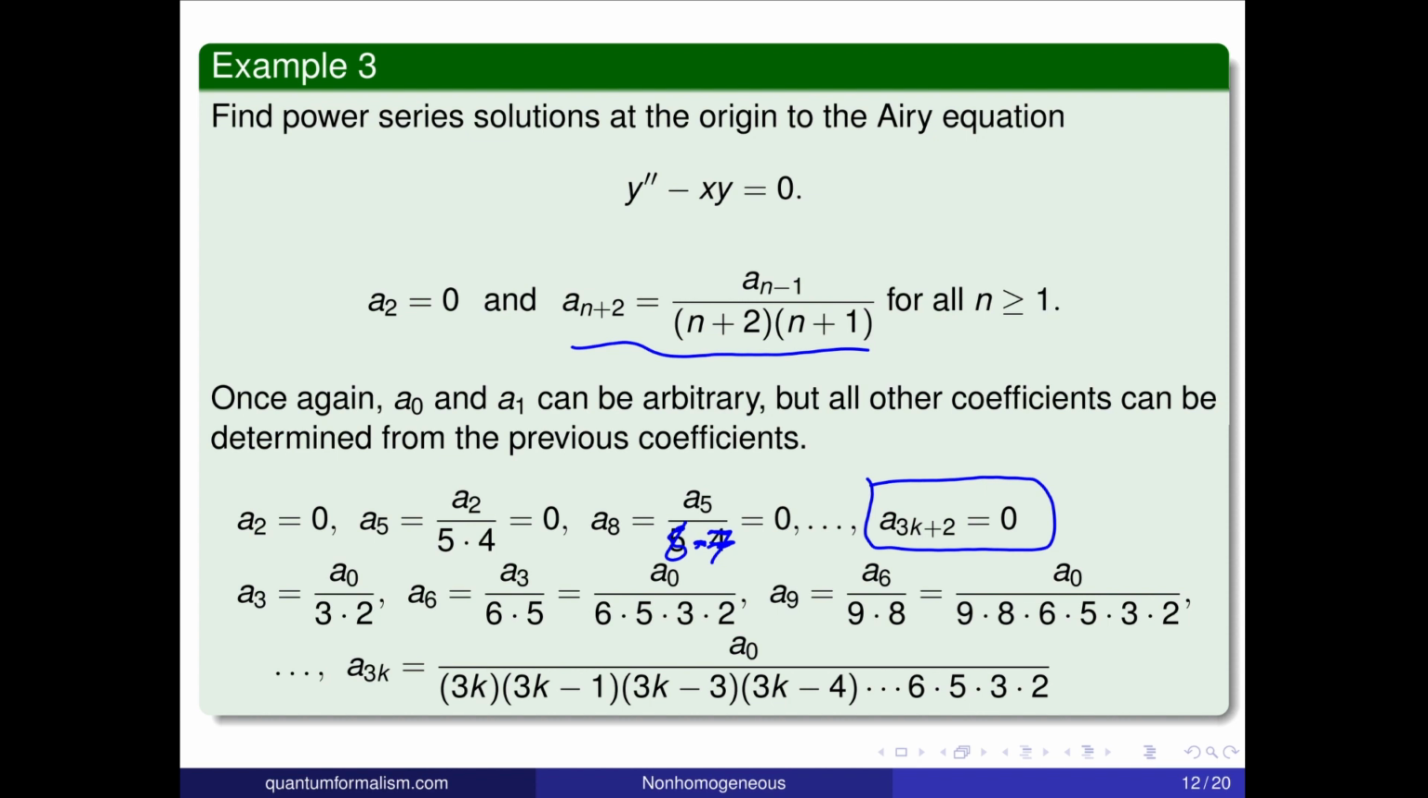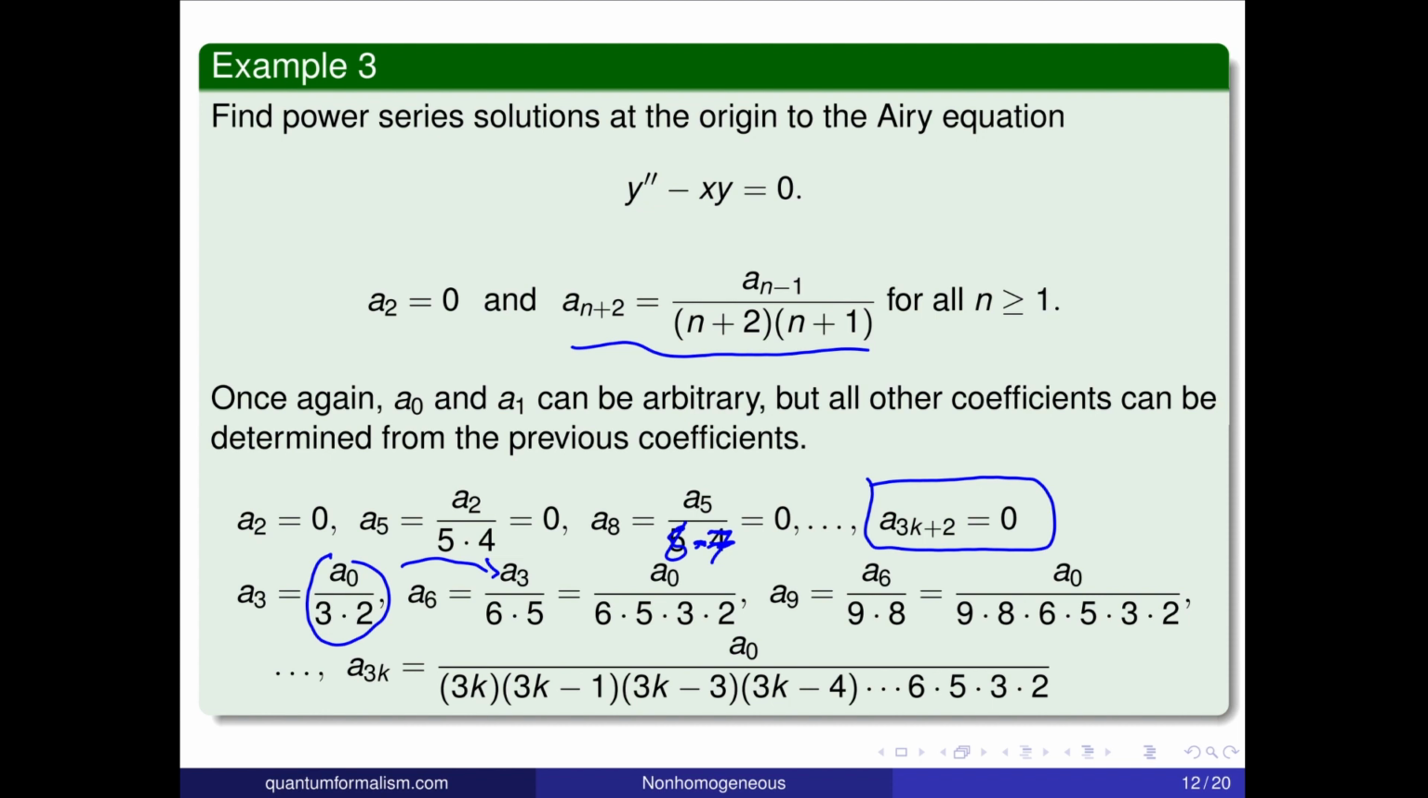All right. You can also start at this arbitrary A0 and then produce all the coefficients that are divisible by 3 using that formula. So starting at A0, A3 will be A0 divided by 3 times 2. A6 will be A3 divided by 6 times 5. And then you can plug this in the place of A3. So it'll be A0 divided by 6 times 5 times 3 times 2. And so unfortunately, we do not get a nice formula for that. It's not 6 factorial because we're missing the 4, right? 6 times 5 times 3 times 2 is not quite 6 factorial.